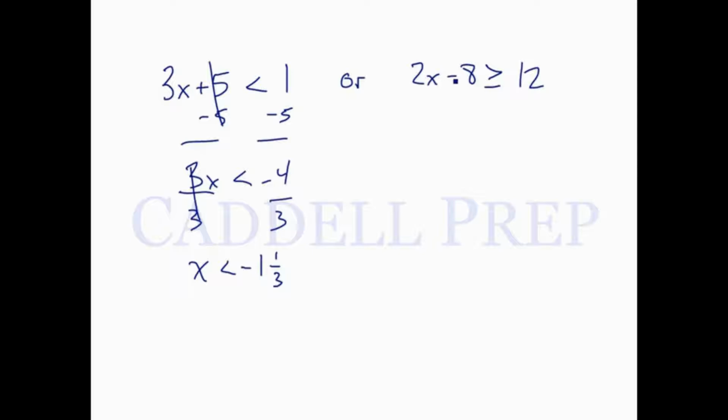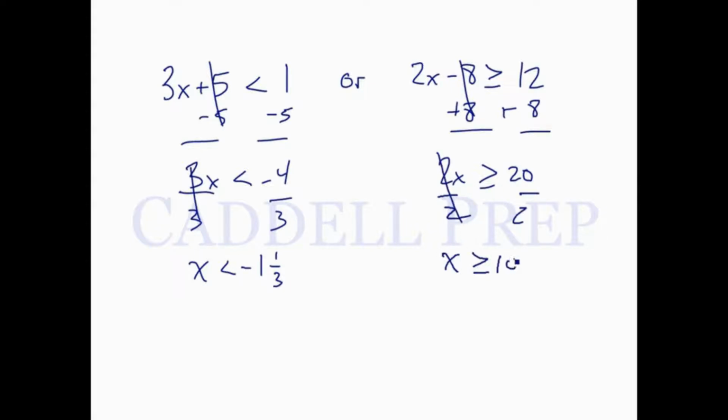Or 2x minus 8 is greater than or equal to 12. So here let's solve, add 8 to both sides. 2x is greater than or equal to 20. Now solve for x, divide by 2, divide by 2, x is greater than or equal to 10. So we have our OR here still.